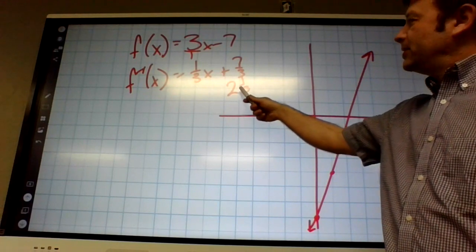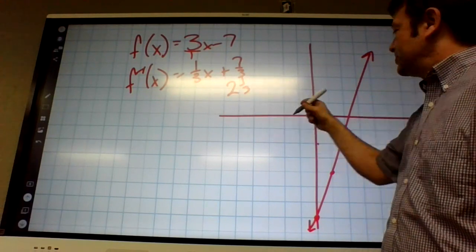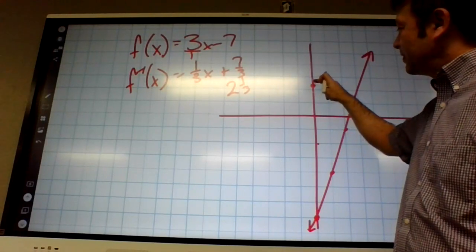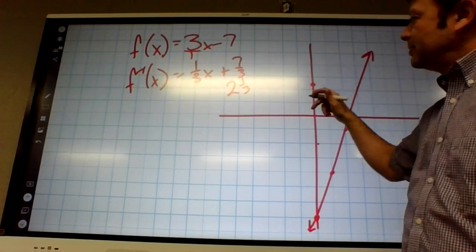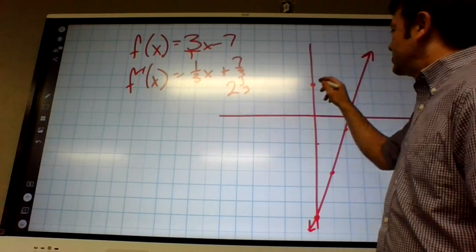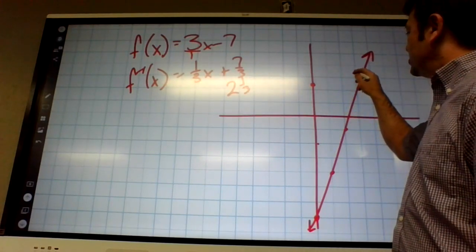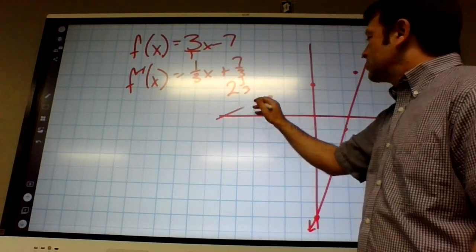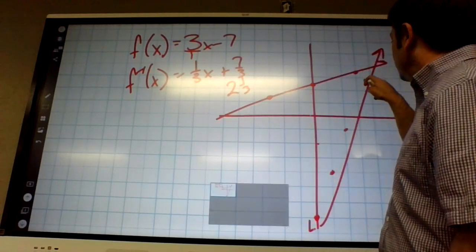Okay, the inverse 7/3 is 2 1/3, so it's right there. And the slope is 1/3, so you go up 1 and right 3, or down 1 and back 3. And draw that.